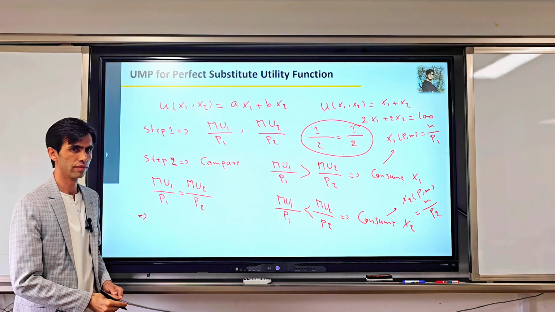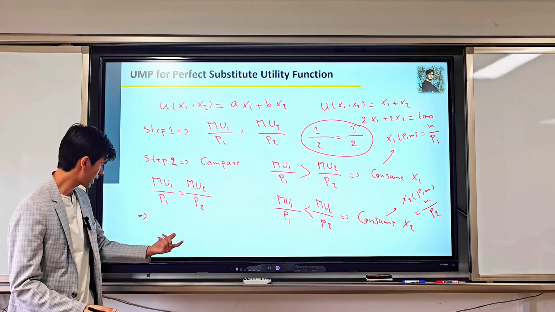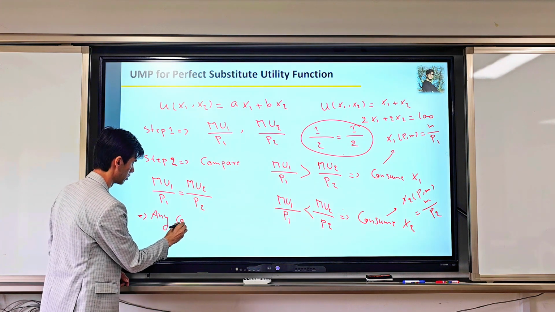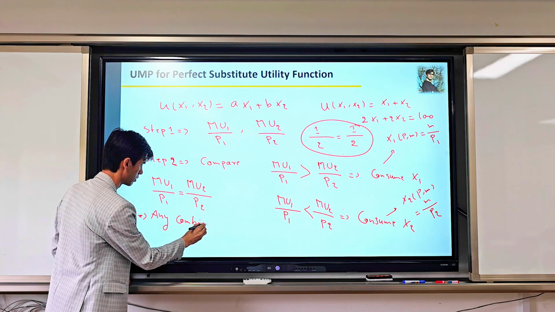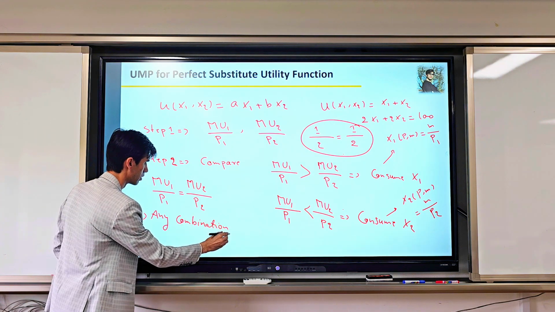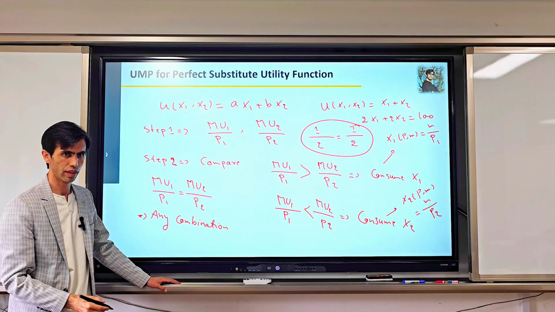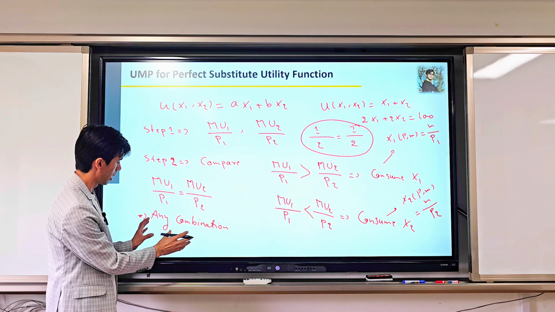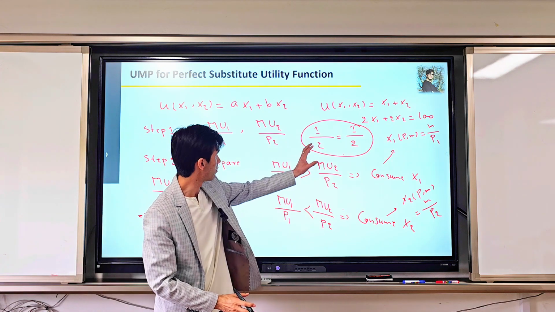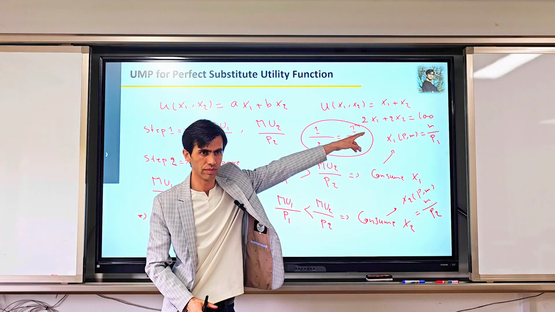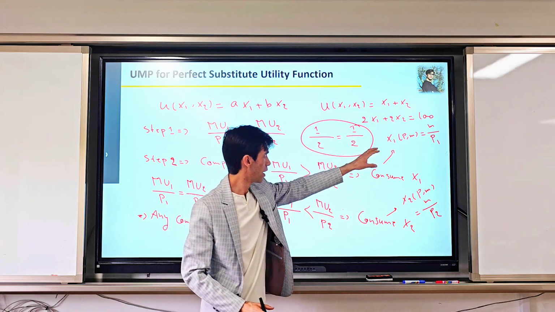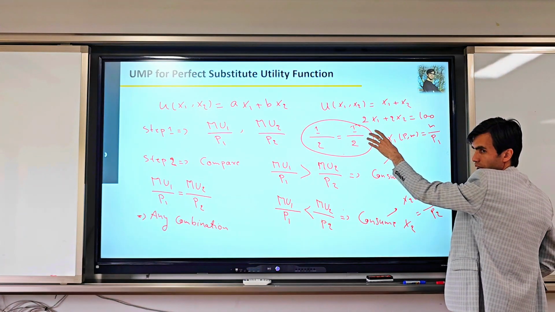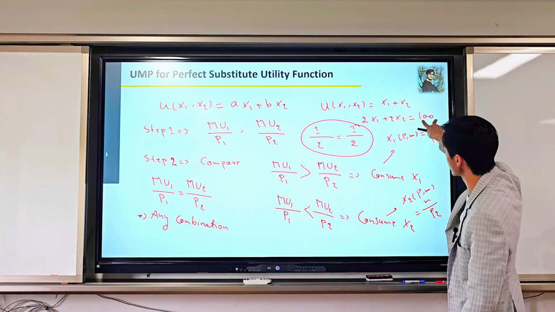It is indifferent. So in this case, we can consume any combination. By any combination means that we can allocate our income, which is M, that 100. We can allocate this 100 as an income to buy x1 and x2 in any condition, so long as we do not consume more than $100.